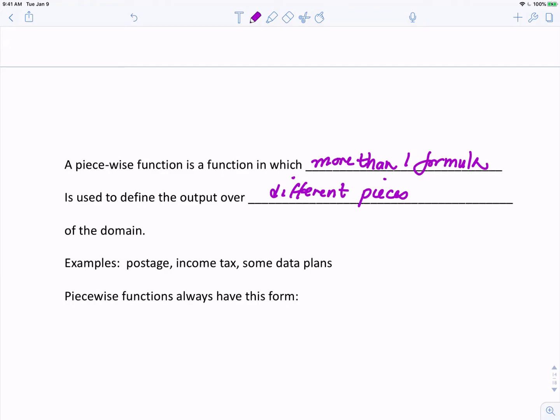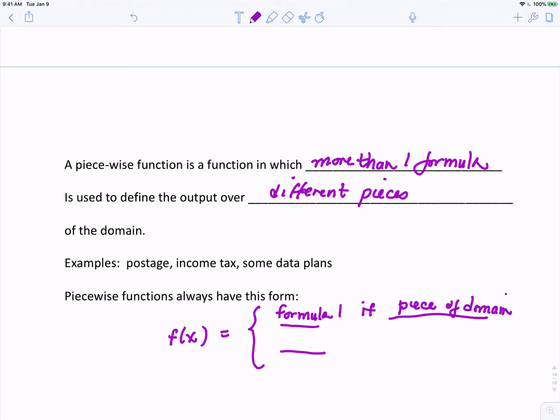Piecewise functions always have this form. There's the name of the function. And then there's brackets because there's going to be several lines or several formulas. So there'll be the first formula. And then it'll say if, and here we'll tell you a piece of the domain on which you're going to apply that formula. And there could be a second formula, if, and then there'll be a second piece of the domain. So the domain is split up into pieces. There could be 2 pieces, 3 pieces, or even more pieces. And we'll take a look at some examples.